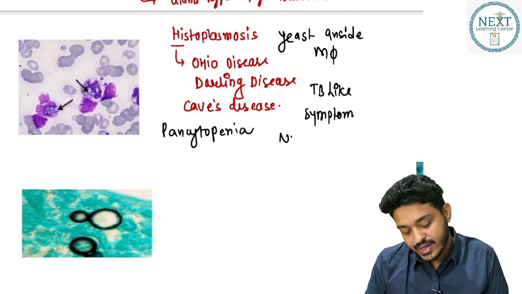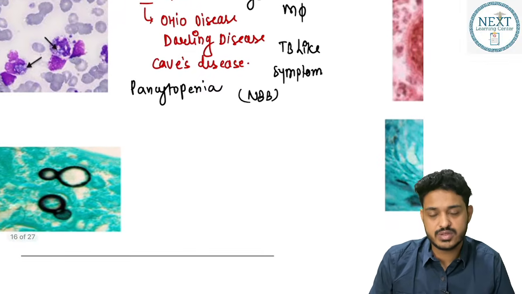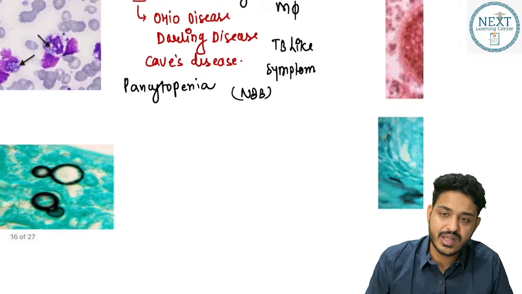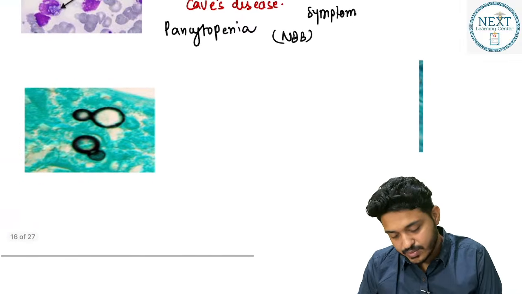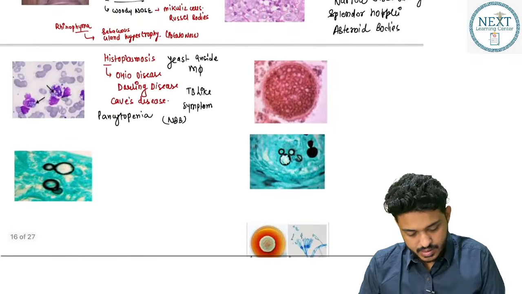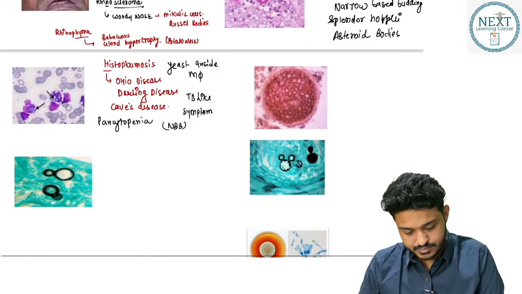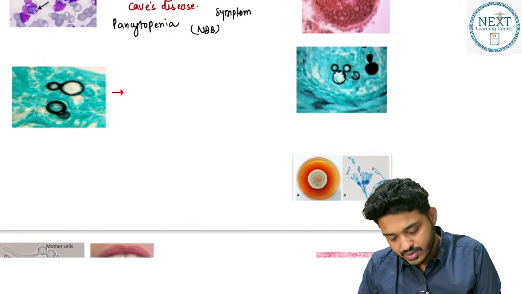Here you will be finding narrow based budding. Sporotrichosis also has narrow based budding. This one is also having narrow based budding, right? This particular one is going to be what?